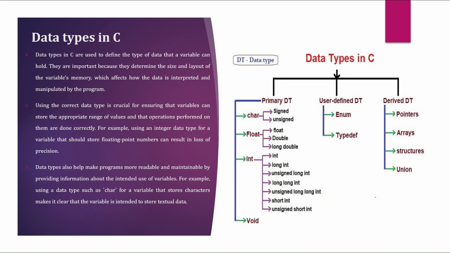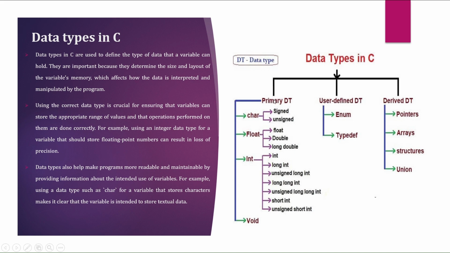Data types also help make programs more readable and maintainable by providing information about the intended use of variables. For example, using a data type such as char for a variable that stores characters makes it clear that the variable is intended to store textual data. Here we could see the data types in C.